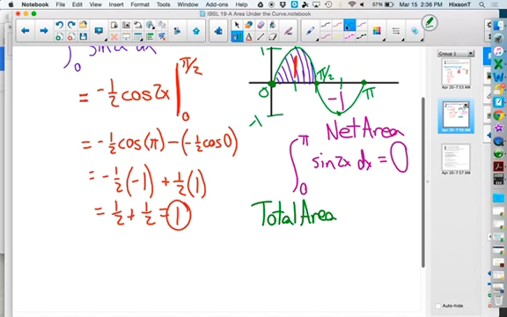Number one, I've got to break up my integral. I've got to break it up to go from 0 to pi over 2. And then I have to also look at the integral from pi over 2 to pi of sine of 2x dx. However, how do I force that to be positive? Absolute value. There's two ways.